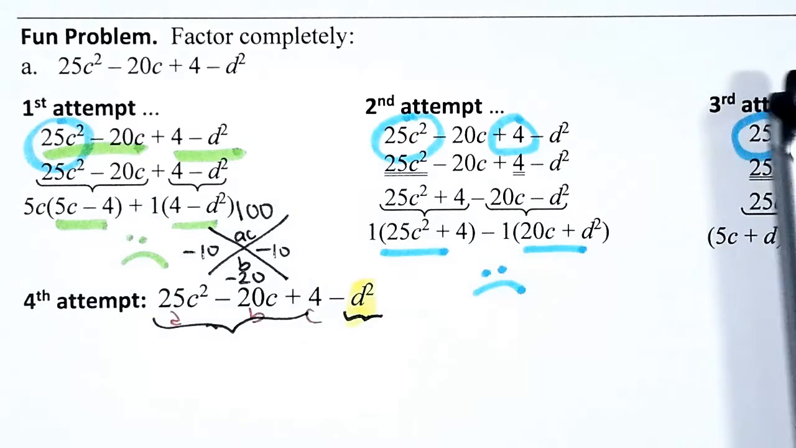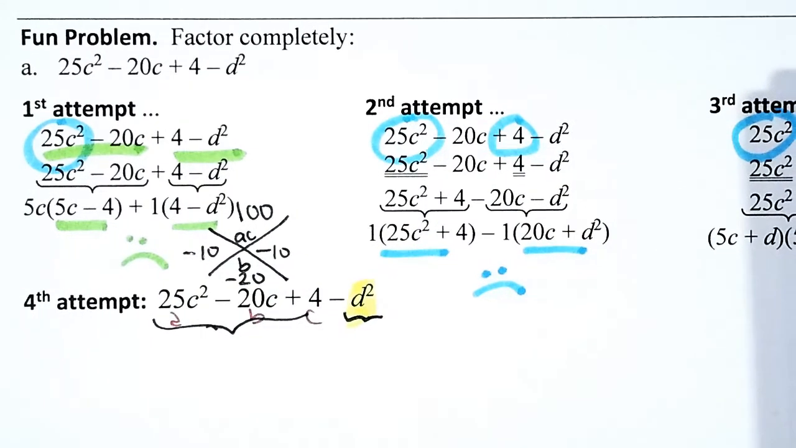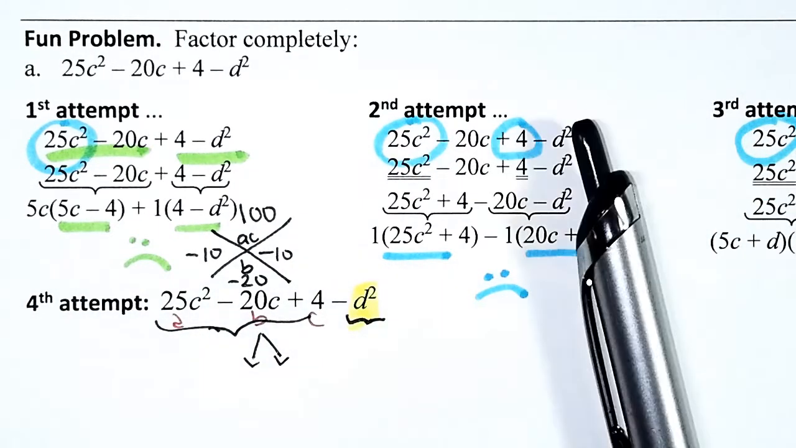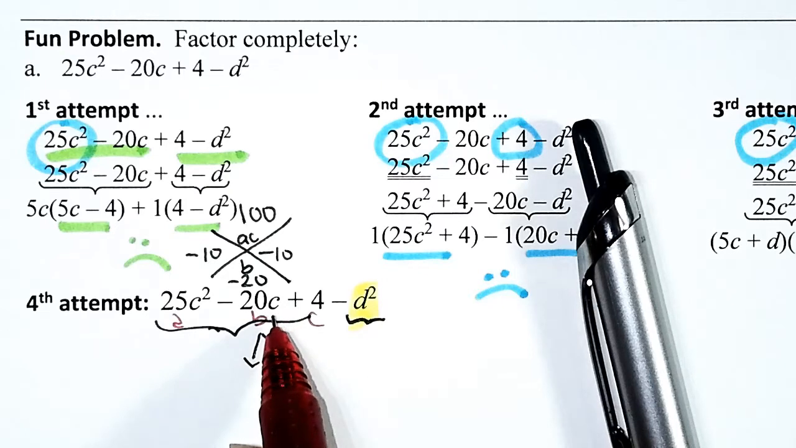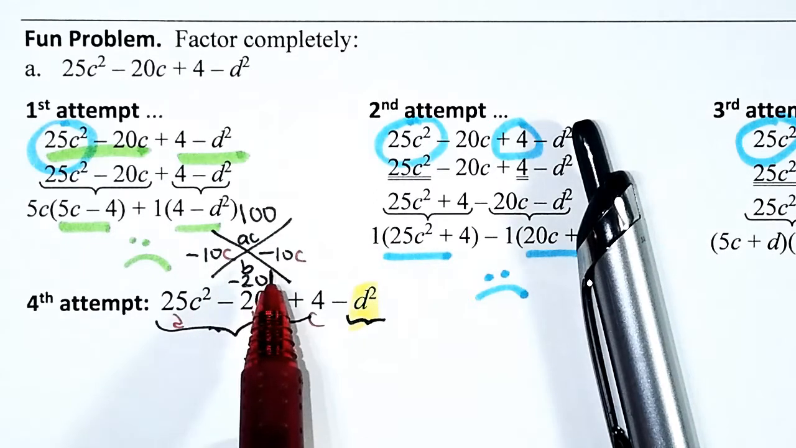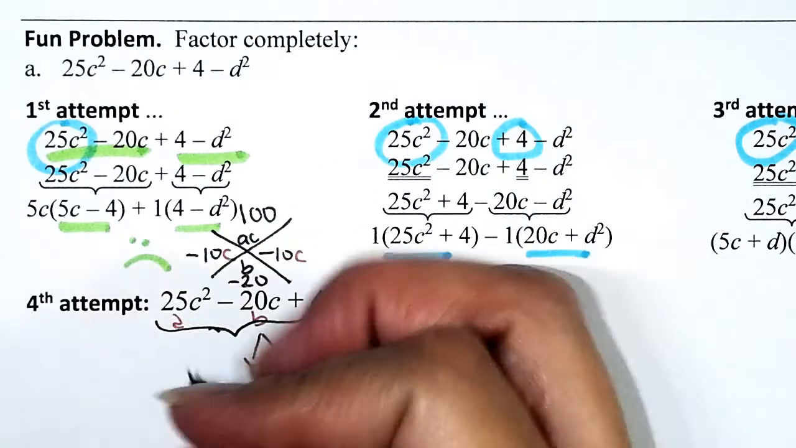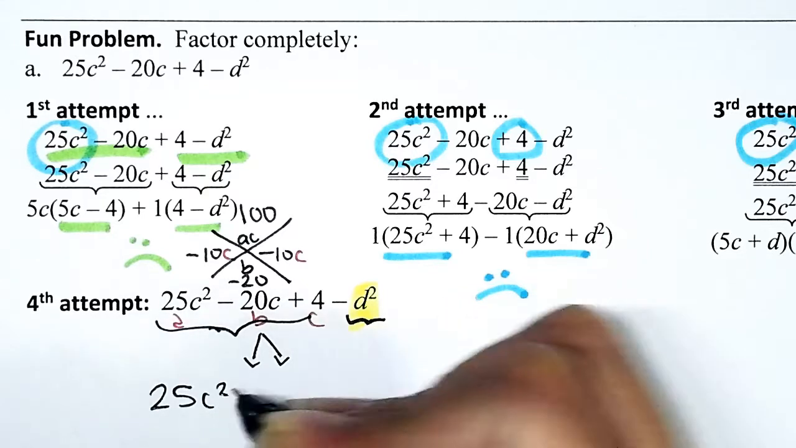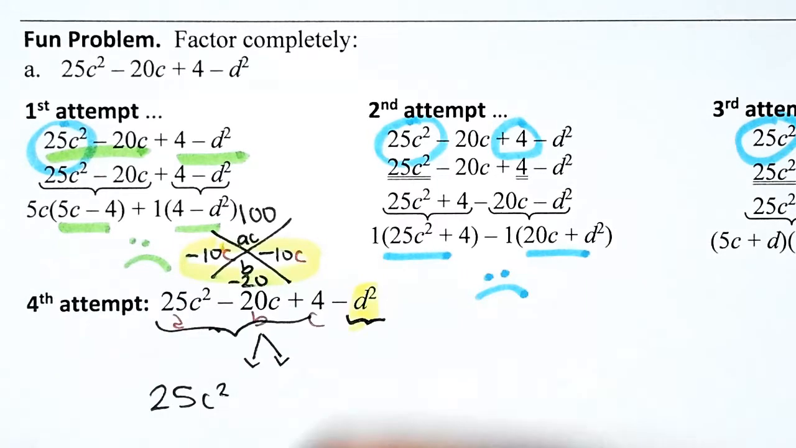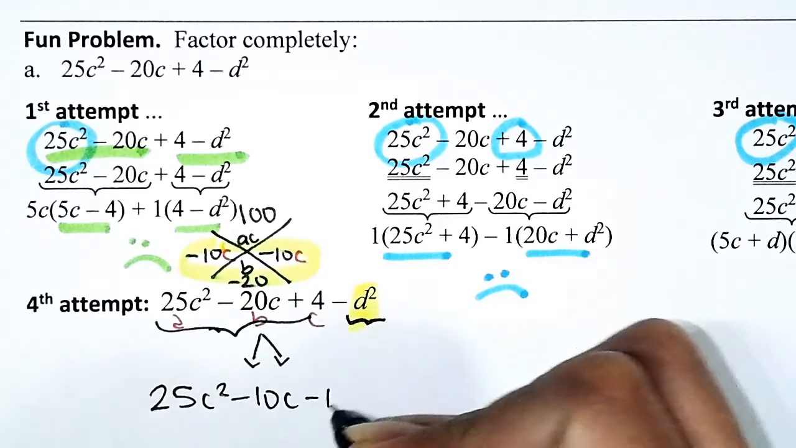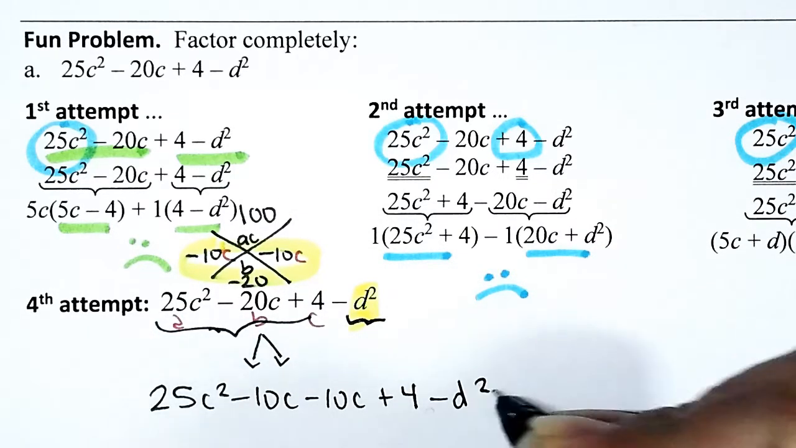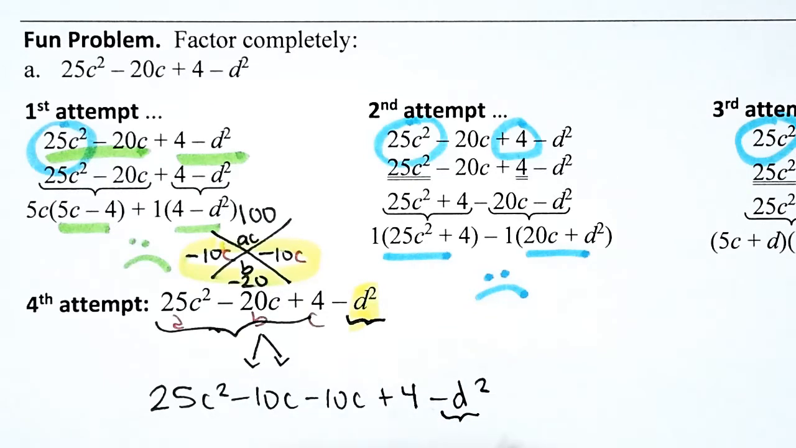So remember, the gist of the AC method is to split the middle term so you can have 4 terms and then factor by grouping. Okay, the variable part of the middle term reads C, so when we split it, we will replace it with -10C minus another 10C. So let's do this. So we're cool with the first term. The middle term, that's the one that has to get split. So minus 10C minus 10C, and then we bring down the rest of the problem plus 4, and then the minus D squared.